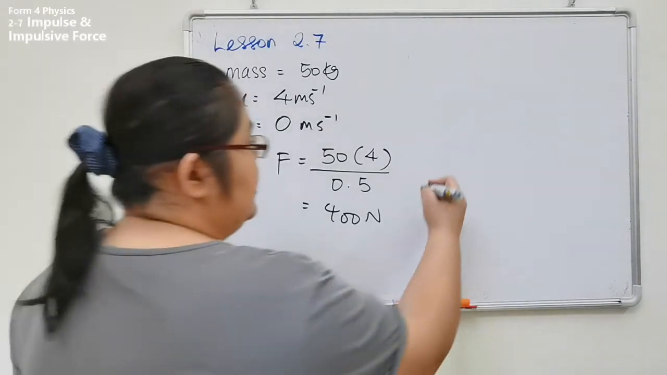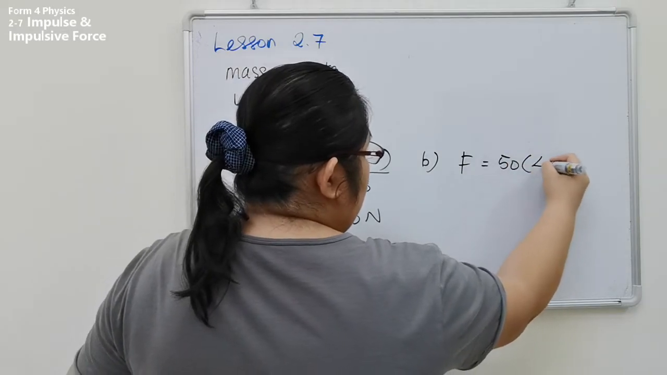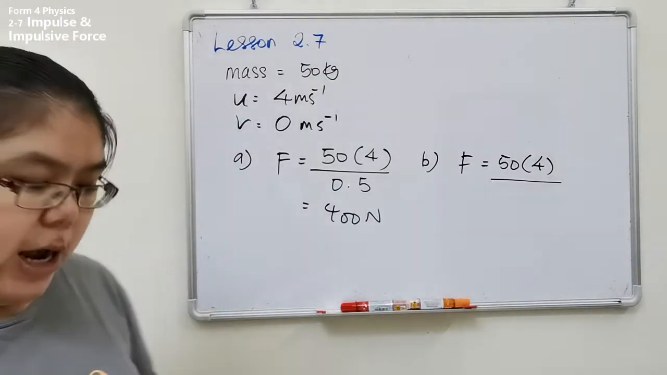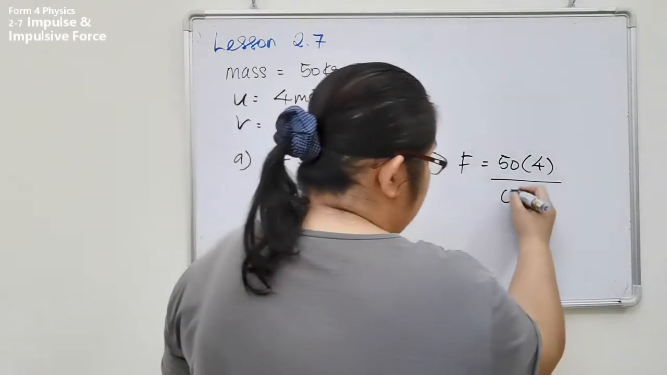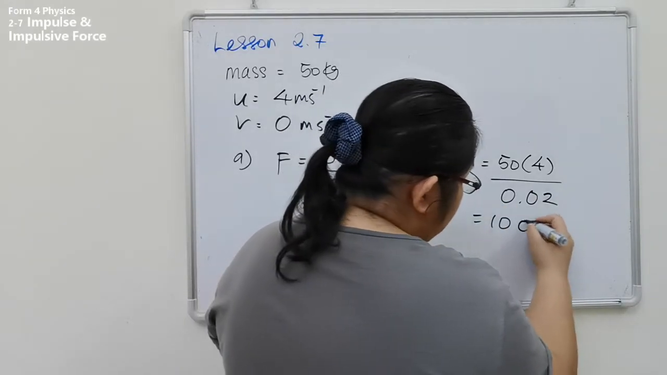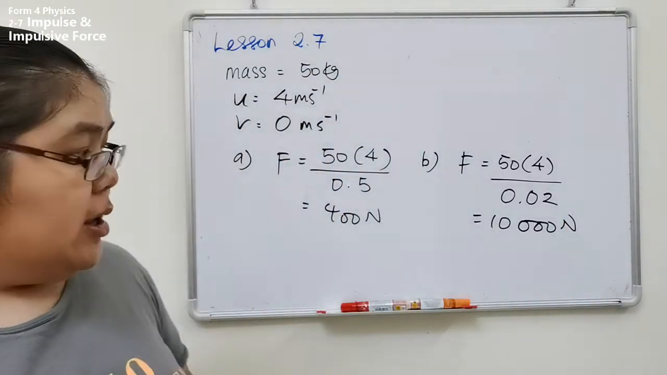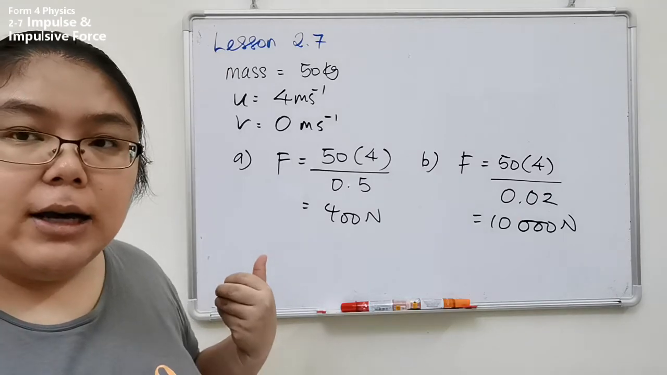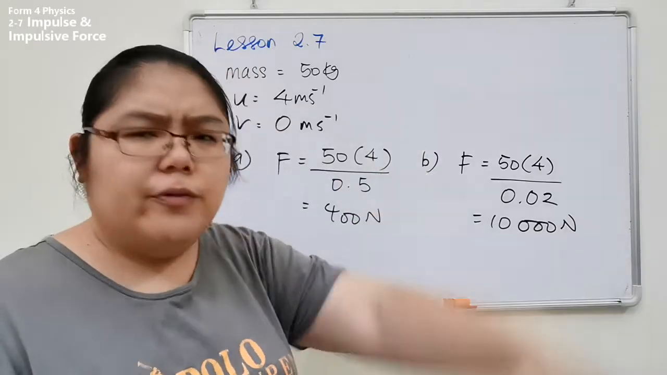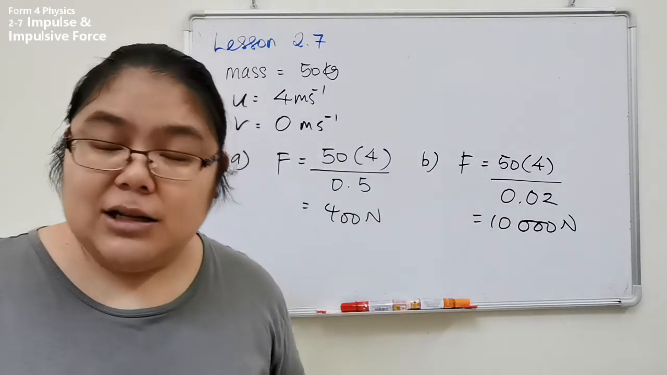Okay, then we go to apply the B. Everything else never changes, just the time taken changes. This one is 0.02. So you get the answer 10,000 newton. Can you see the big difference? So I just bend the knee, so I make the time longer, 0.5 seconds. Then if I never bend the knee, I go straight to land, you find 10,000 newton will act on your leg.